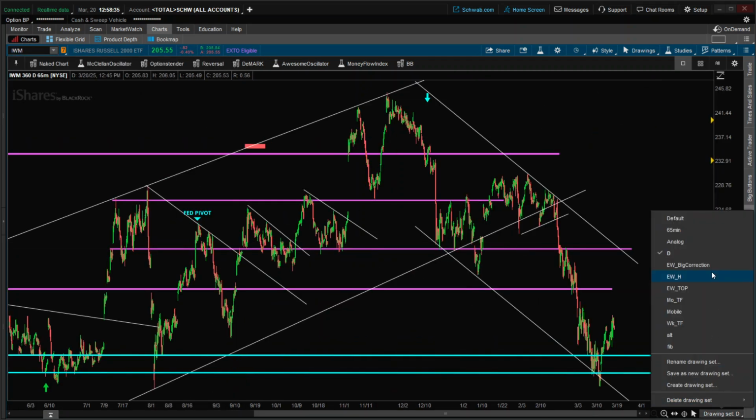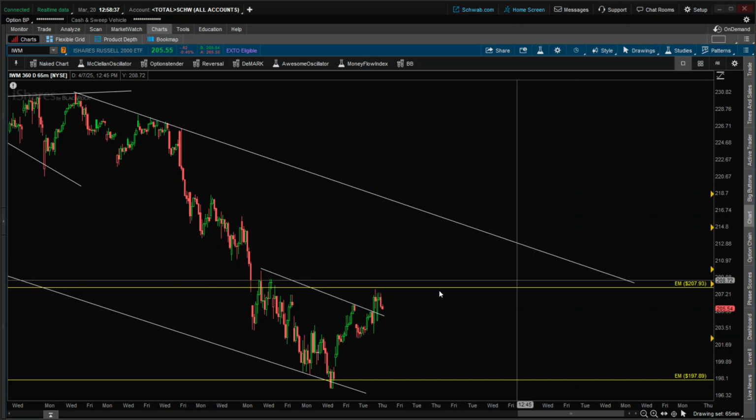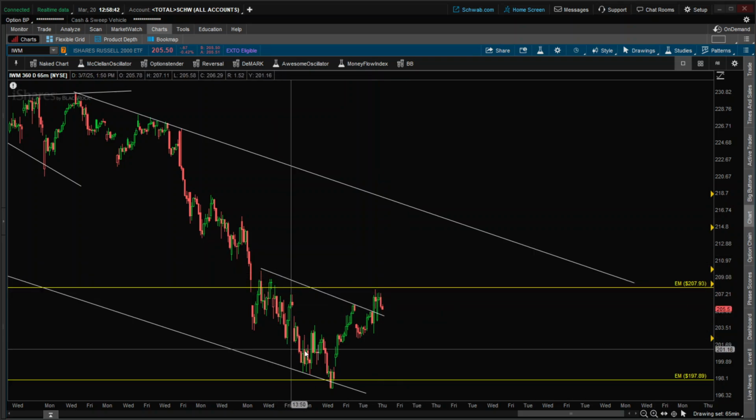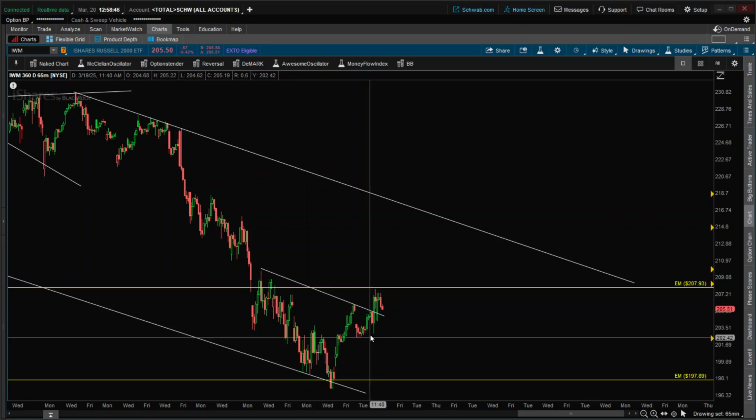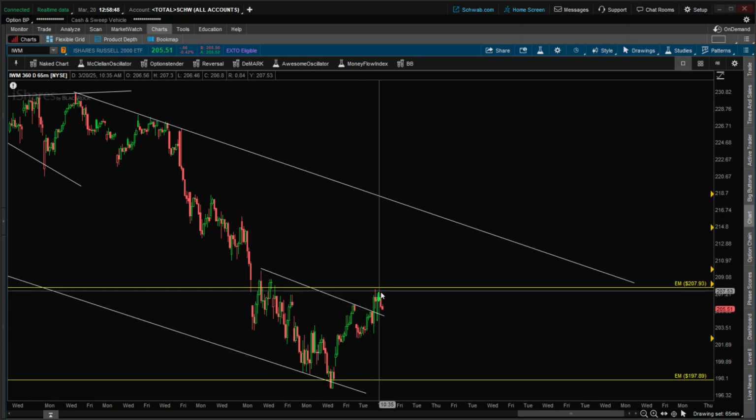IWM, we almost tagged that options expected move. And now look at this. We had the inverse head and shoulders. That's left shoulder, head, right shoulder. We had the breakout. What are we doing? We're just back testing. It's simple as that. So I do think this resolves to the upside.